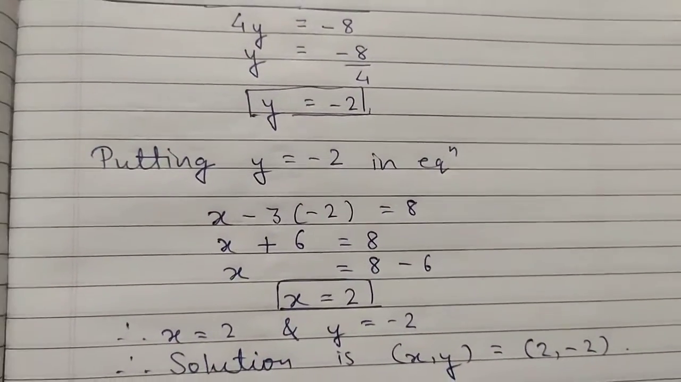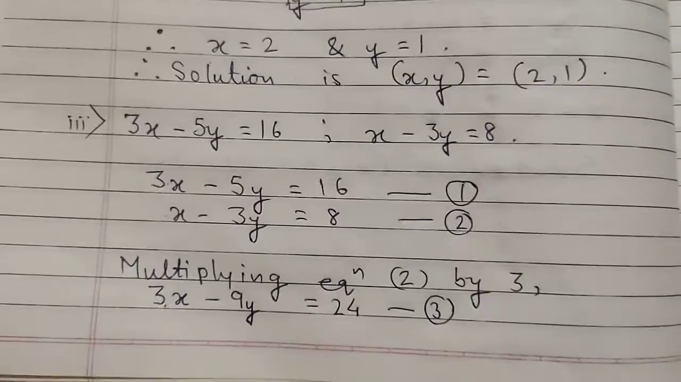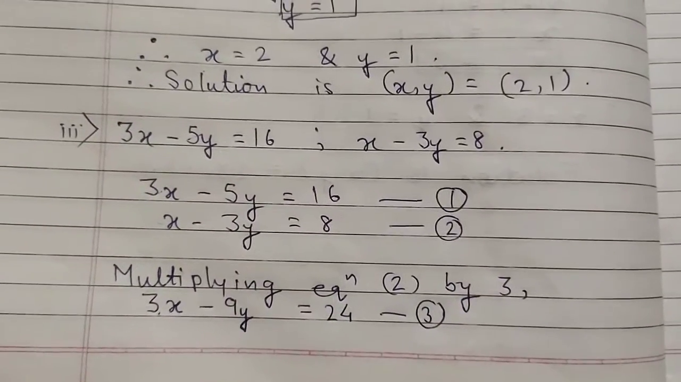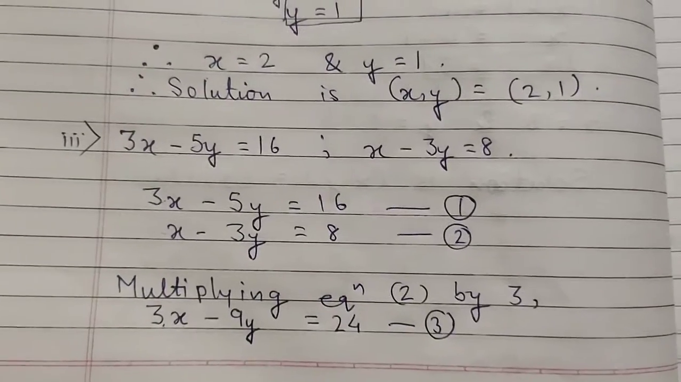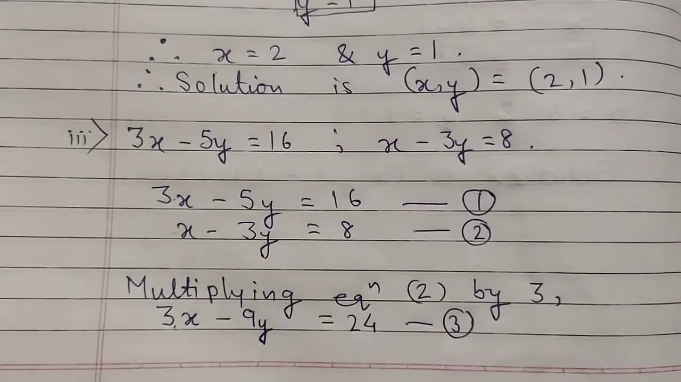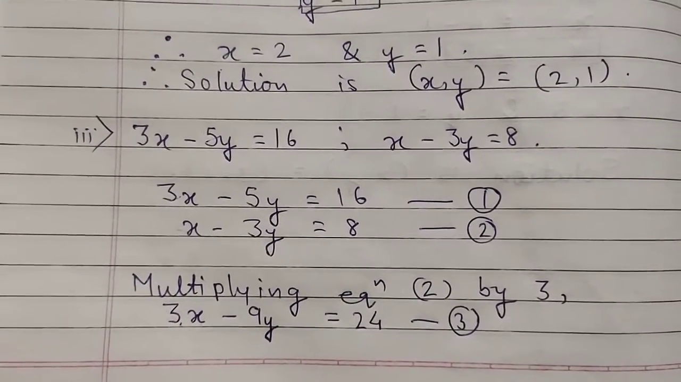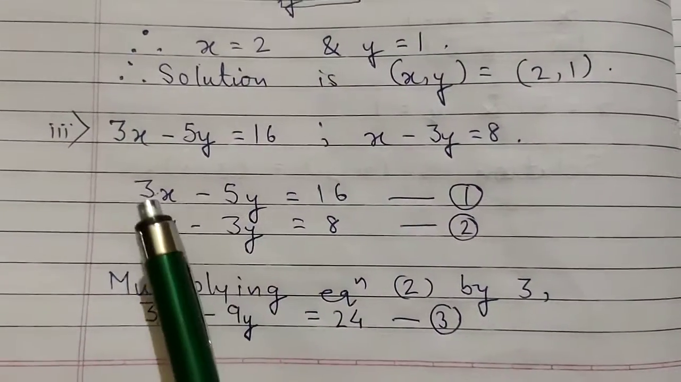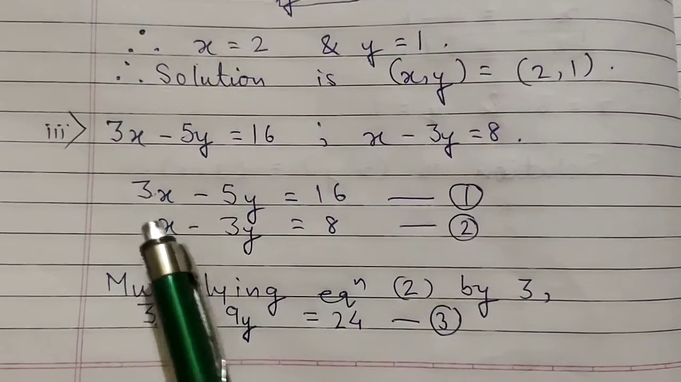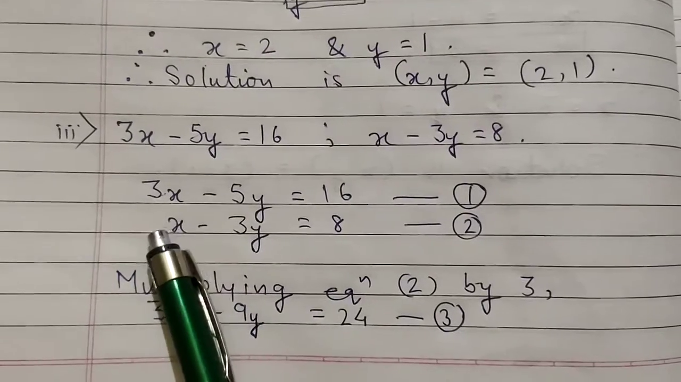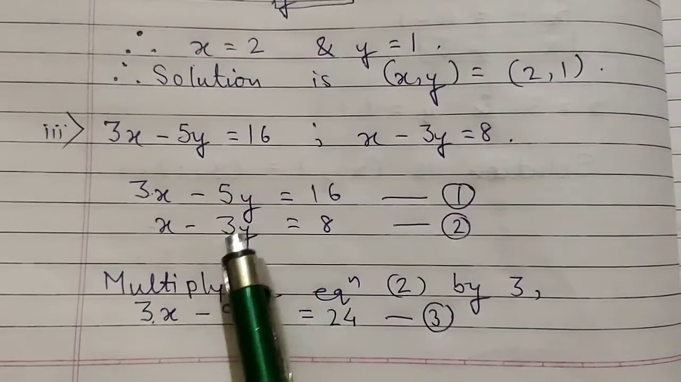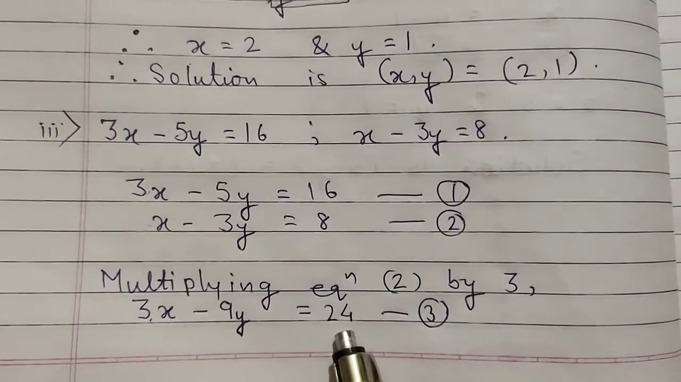Okay, so let me revise this. See what we did. In this case, coefficient of x or coefficient of y is not same. So what we did, we have made coefficient of x same. So for that purpose, we have multiplied our second equation by 3. And if you multiply, you will get 3x, 3 times 3 is 9y, and 3 times 8 is 24.